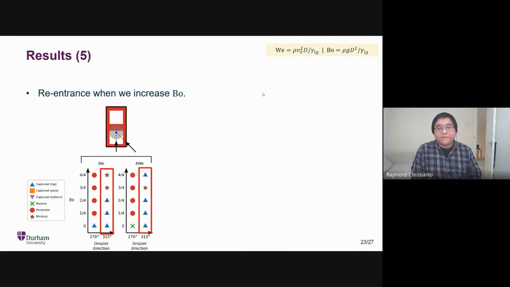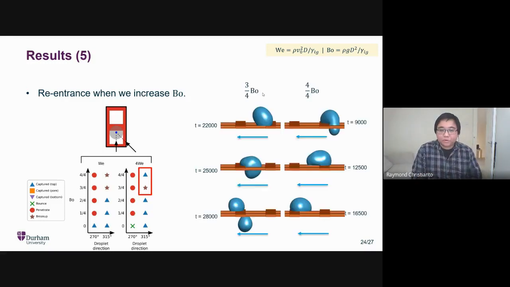However, when we look at this 15 degree or diagonal one, we see something a bit different. If we just focus on lower Weber number, we see a similar trend. So it's captured, and at 3/4 Bond number, the droplets start breaking up. However, we found re-entrance at higher Weber number, because at first it seems to just get captured. At 3/4, we now see droplet break up. However, when we increase the Weber number, now the droplet got captured again. So this is the illustration for 3/4 and full Bond number.